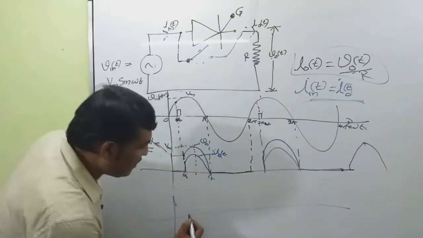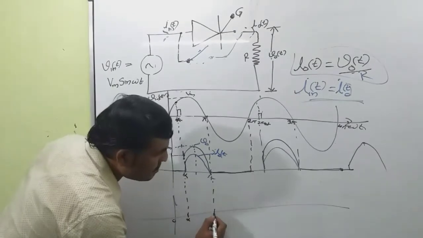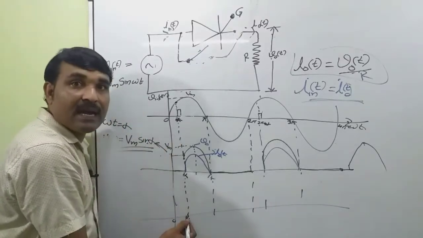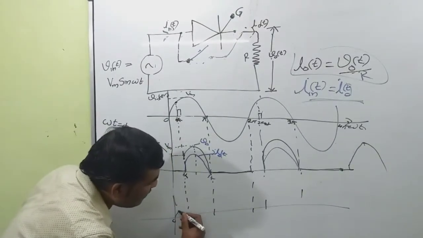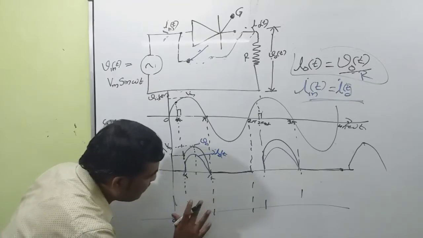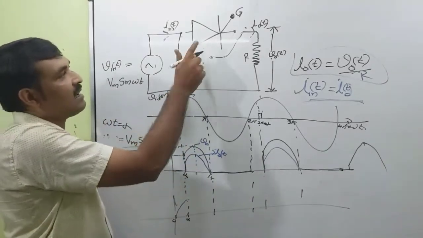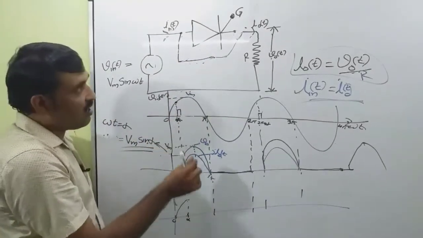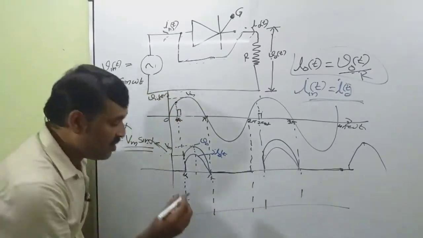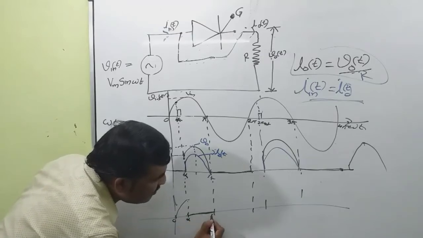Before omega t is equal to alpha, the voltage across the thyristor is the same as the input voltage, and this will look like this. When it is conducting at omega t is equal to alpha, the voltage drop is equal to 0, as we are assuming the thyristor is ideal. So during alpha to pi, the voltage across the thyristor is 0.